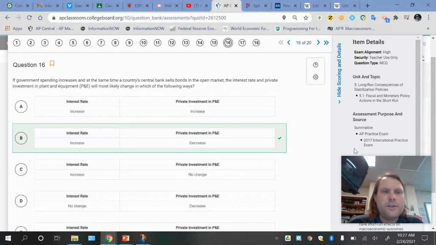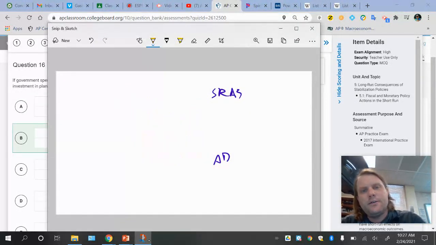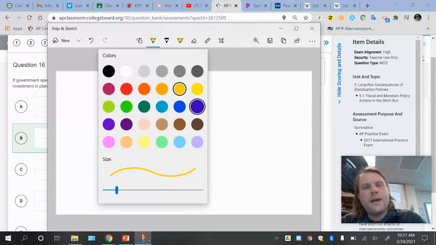Government spending increases. At the same time, a country's central bank sells bonds in the open market. The interest rate and private investment in plant and equipment will most likely change in which of the following ways? Okay, so government spending increases. Let's draw this out. And to be honest, I have not looked at the answers yet. So let's draw this out and figure out what's happening.